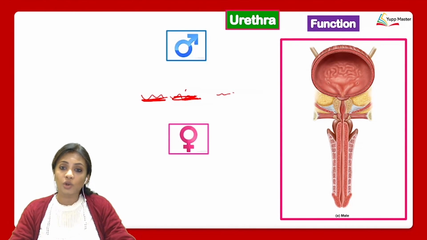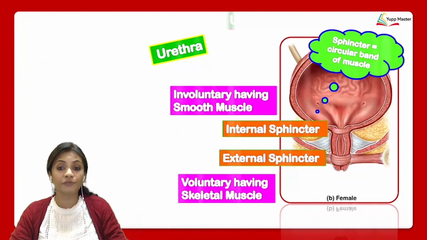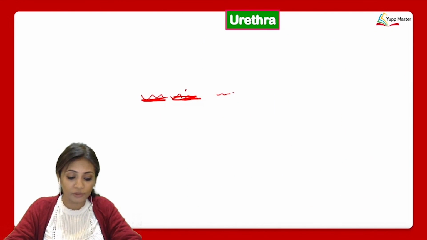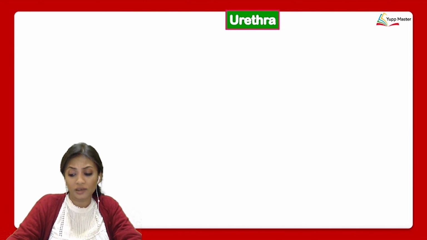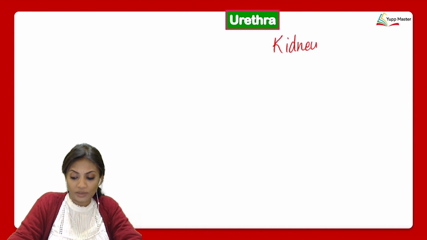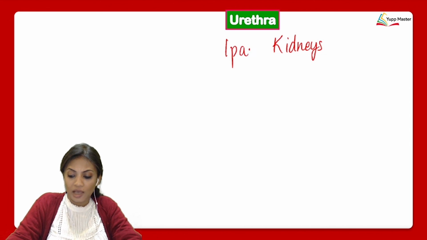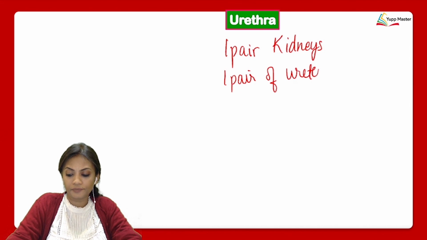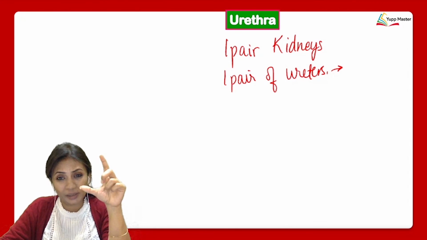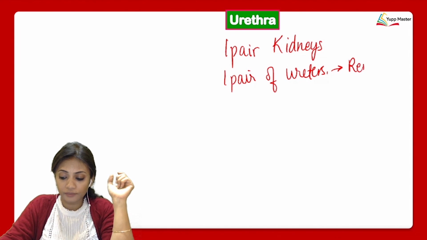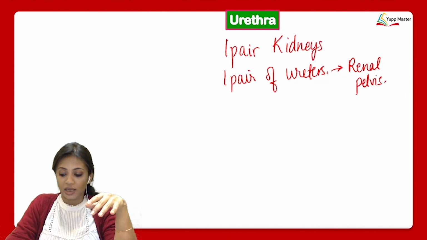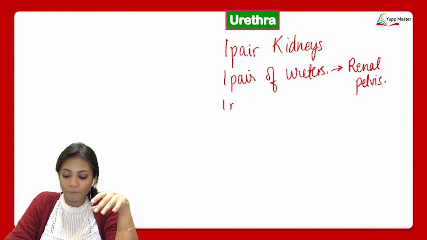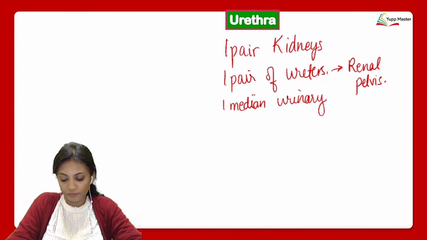So basically the whole excretory system, the different functions, the different organs that we learnt about. Do you remember the different organs of the excretory system? We learnt about the kidneys, a pair of kidneys. Then we saw that there is a pair of ureters. Do you remember the name of the upper dilated part of the ureters? It was called the renal pelvis. After this, the ureters enter into the one median urinary bladder.